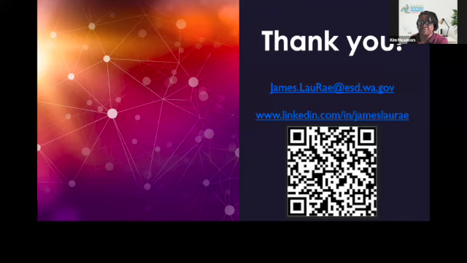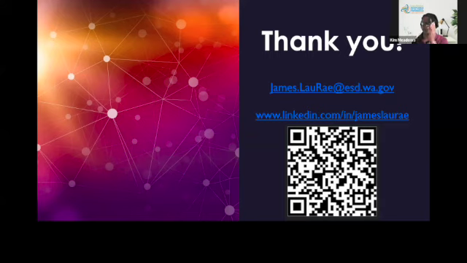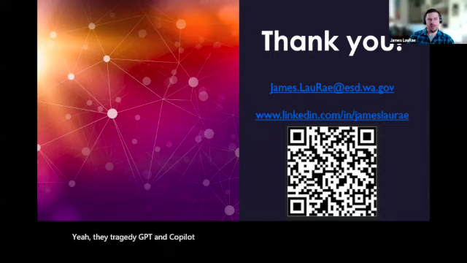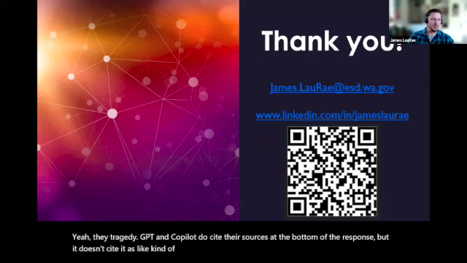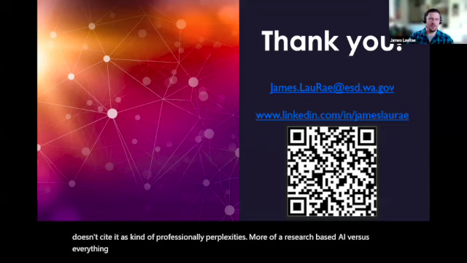I see Akshay says Perplexity is also very useful. Akshay, glad you brought that up, because Perplexity does cite sources. It gives you the actual sources where it got the information from. That's a little different than ChatGPT. Am I right on that? ChatGPT and Copilot do cite their sources at the bottom of the response, but not as professionally. Perplexity is more of a research-based AI versus an everything AI. I know quite a few people who really like Perplexity.